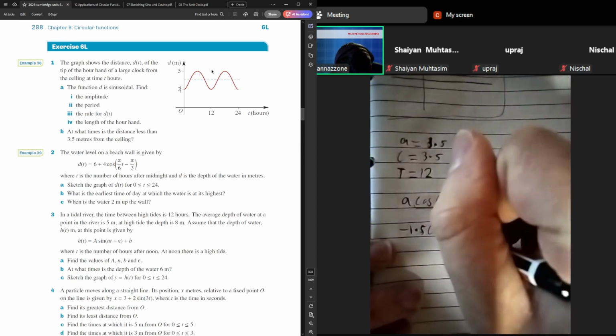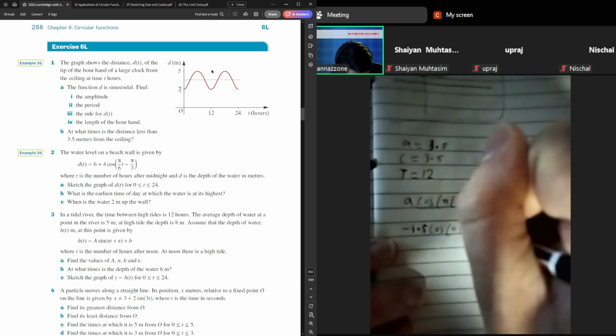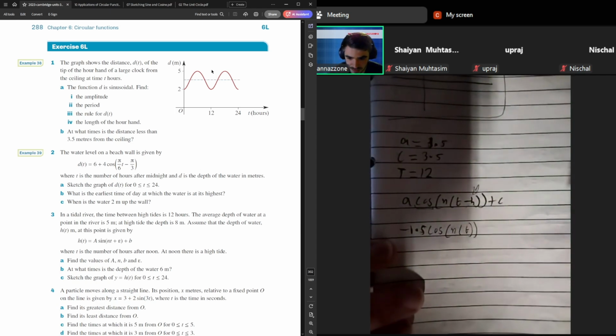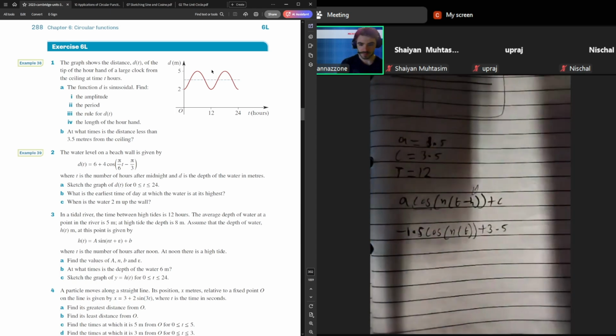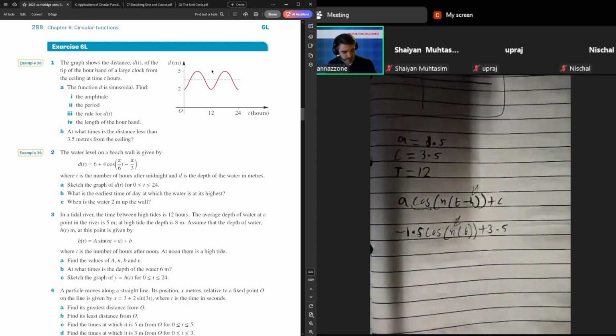n, we don't know yet. Then t, and the whole point of this was to get rid of h, so we can ignore that. The c is always going to be whatever c is, so plus that 3.5. So we've knocked off a lot of those. The only thing left is n. What are we going to do to get n?